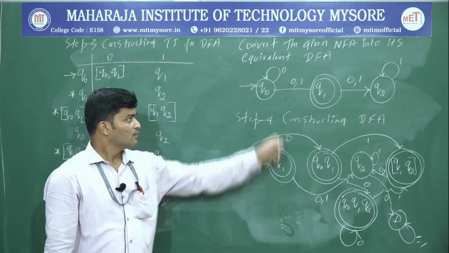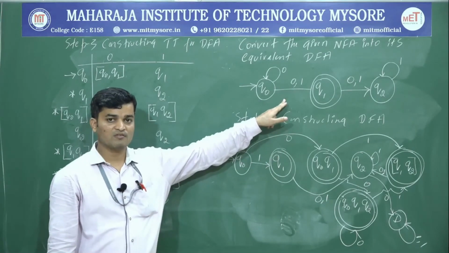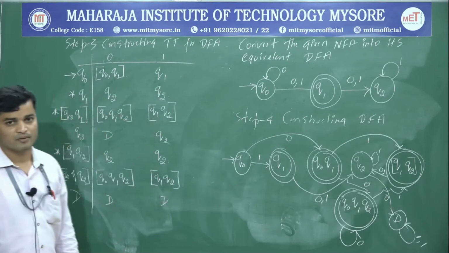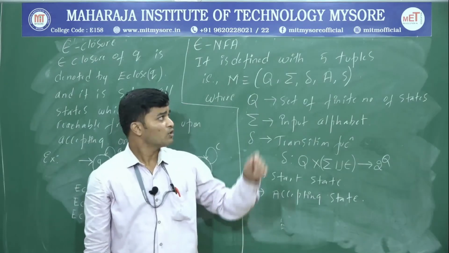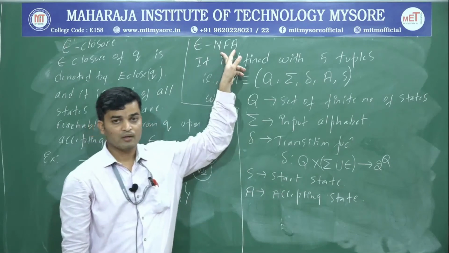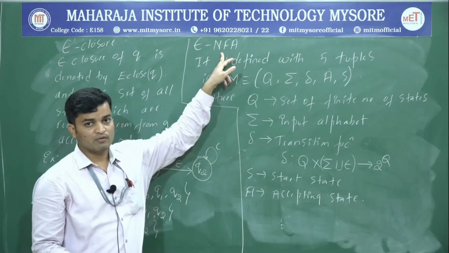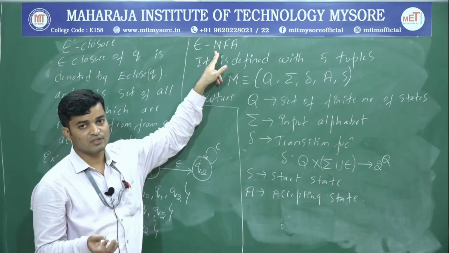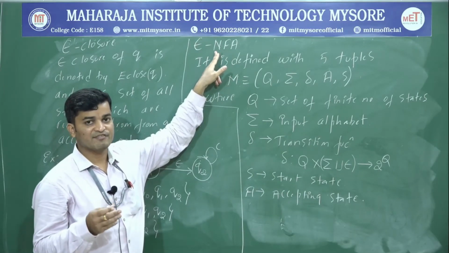Just observe here. Construction of an NFA is somewhat easy compared to a DFA. So many arrows. The next concept is epsilon NFA. This is one more type of NFA. If there is an epsilon transition within an NFA, such an NFA is called an epsilon NFA.